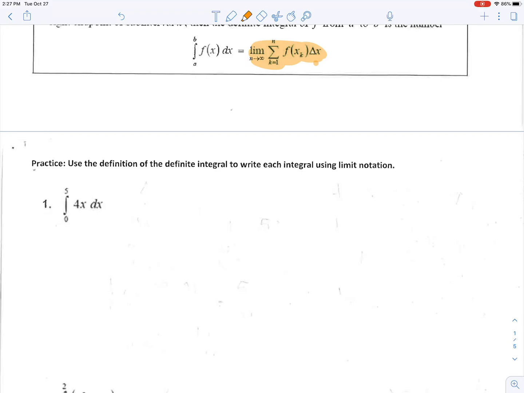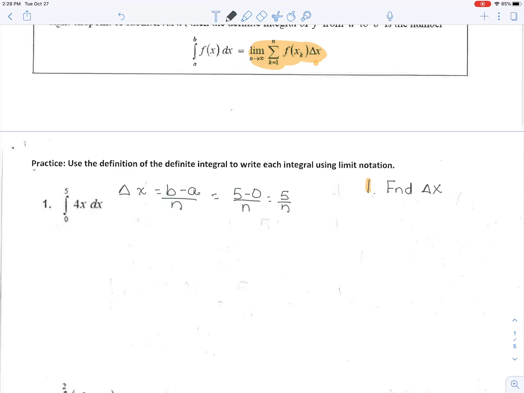So the first thing we need to do, we're given the integral from 0 to 5 of 4x dx. I know you can all find that integral, but we want to write it as a limit. So the first thing we need to do is find delta x. If you recall from the reading, delta x is equal to b minus a over n. So in this case, b is 5, a is 0. So delta x in our case is 5 minus 0 over n.